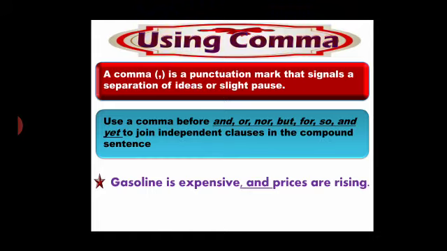How to join or to connect these two together? Easily, use a coordinating conjunction. What's the coordinating conjunction? And. So I have to say gasoline is expensive and the prices are rising without using a comma? No. So the comma here is to confirm the meaning of the coordinating conjunction. So that's why you have to use the comma before and.